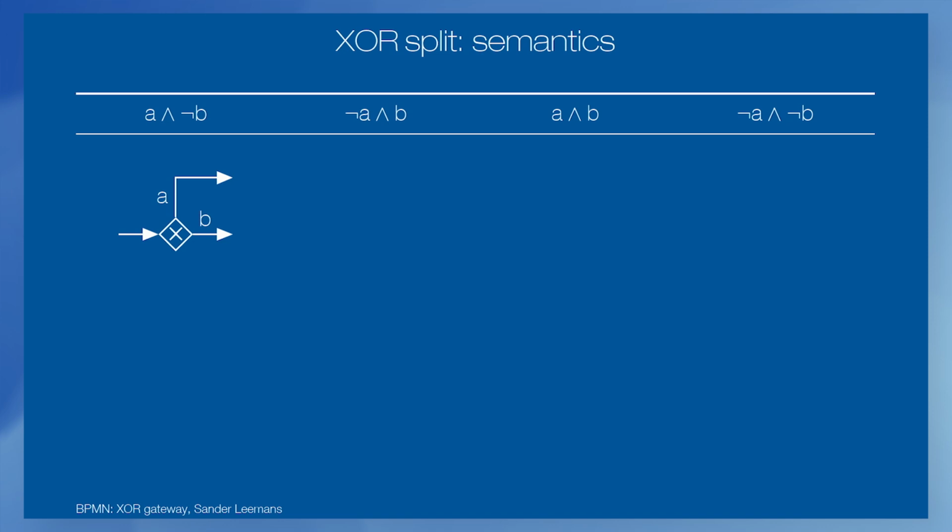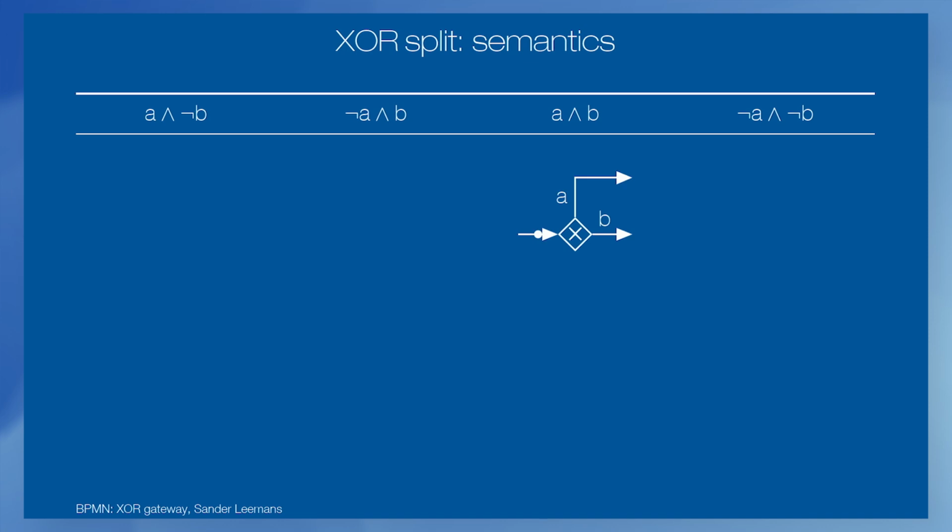First, the split. Now this A and B are conditions, so they are booleans, so we can make a truth table. First case is that A holds and B does not. When a token arrives, immediately the XOR split gateway will take a decision. It will check, does A hold, does B hold? A holds, so the token gets forwarded to the outgoing sequence flow with A. Second, if A does not hold but B holds, then the XOR split, as soon as a token arrives, will forward that token onto the sequence flow with the B.